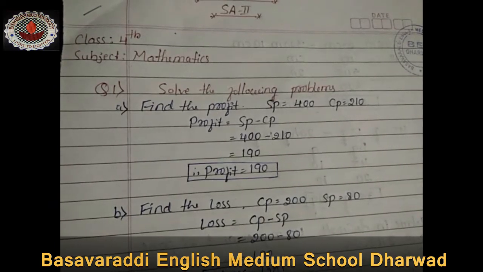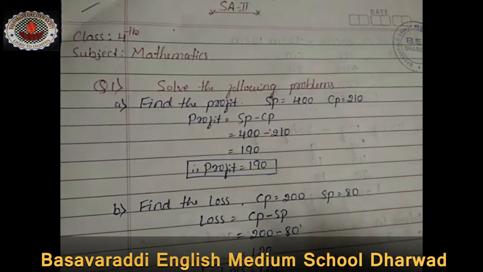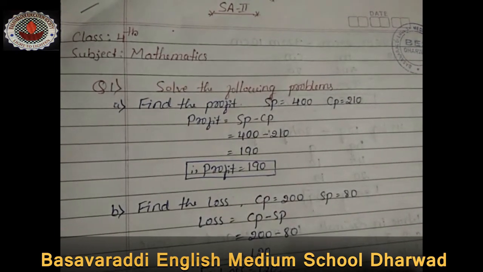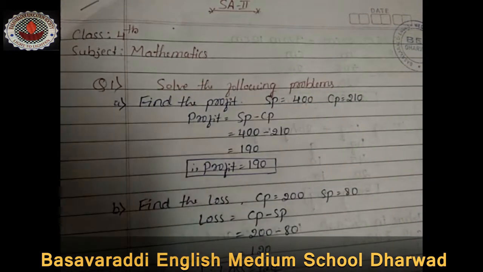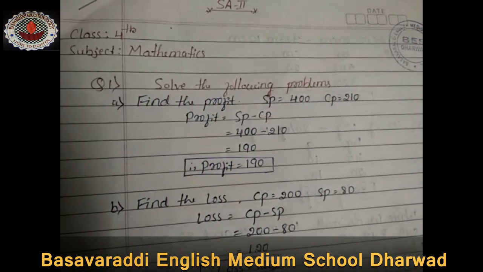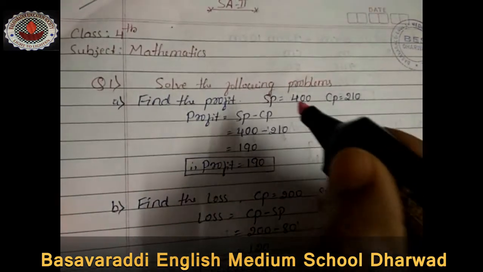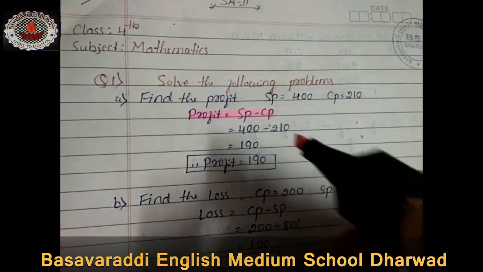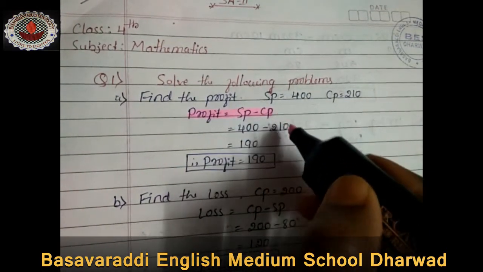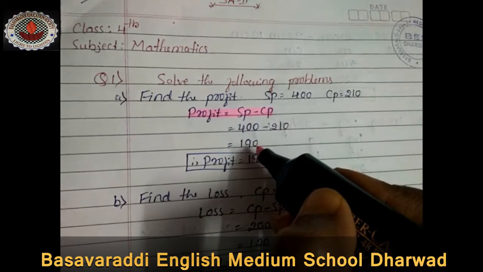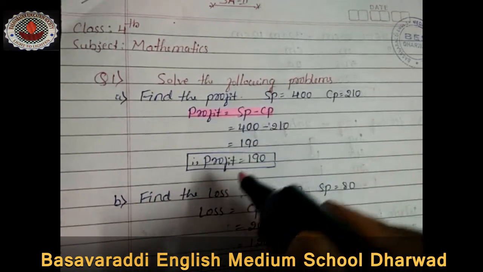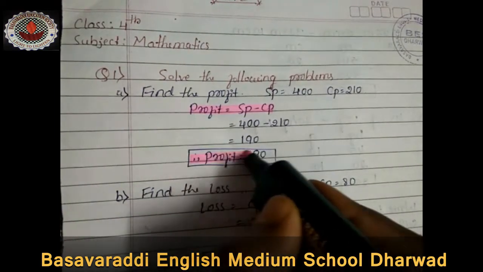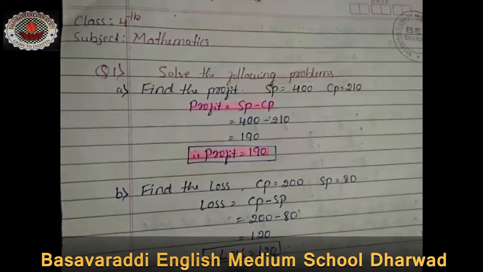In the first one, the A question is find the profit. SP is equal to rupees 400, CP is equal to rupees 210. Yes, we know the profit formula: profit is equal to SP minus CP. So filling in the amounts of SP and CP, after subtraction we get 190. So profit is equal to rupees 190. Okay, this is the answer for the A question.